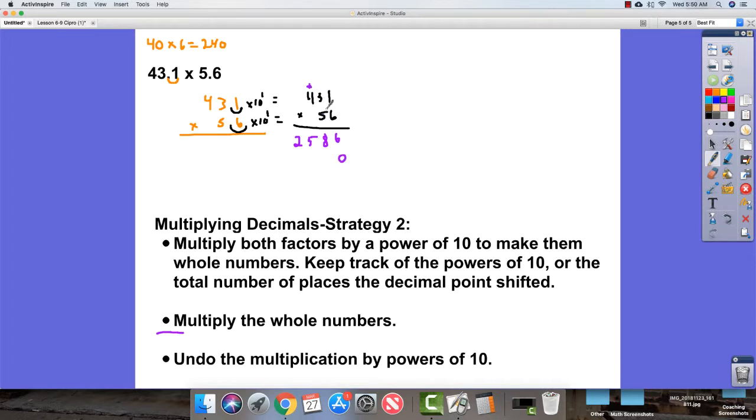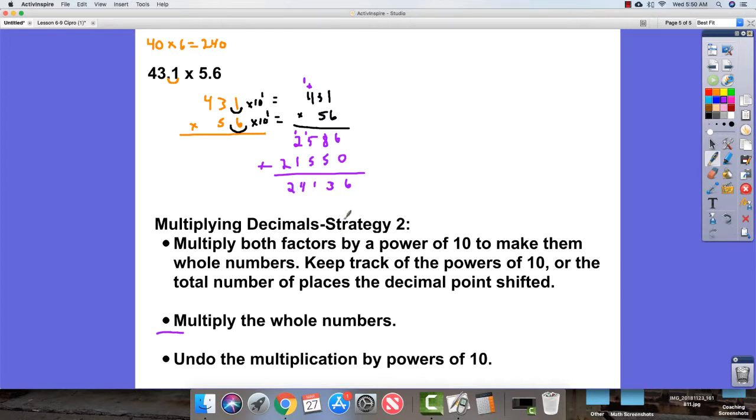So now I can multiply that 5 by each digit. 5 times 1 is 5. 5 times 3 is 15. Regroup my 1 up here. 5 times 4 is 20, plus 1 is 21. Now I add them up. 6 plus 0 is 6. 8 plus 5 is 13. 5 plus 5 is 10, plus 1 is 11. Regroup that 1 over here. 2 plus 1 is 3, plus 1 is 4. And 2 plus 0 is 2. Okay?